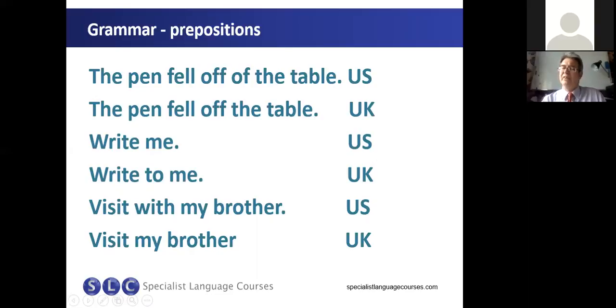Visit with my brother, it means you're going to travel to see your brother who lives in a different place. But I might think that visit with my brother is you and your brother are going to go somewhere else and have a look at it. So I'm not going to use that one, but visit my brother, I travel to see him. So just a few differences of prepositions. They're just examples, there are lots. So just be aware of them.